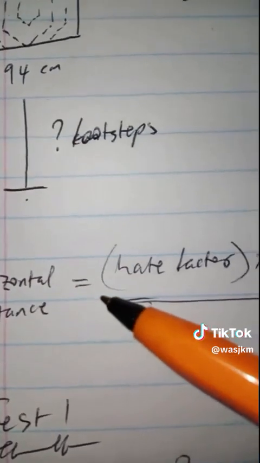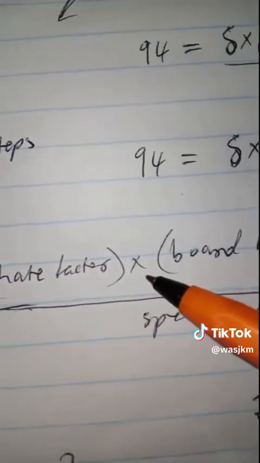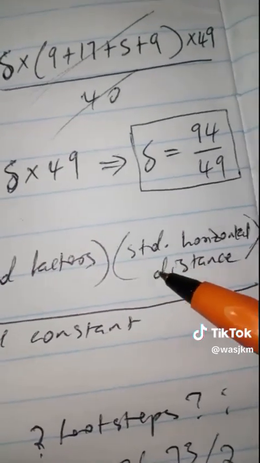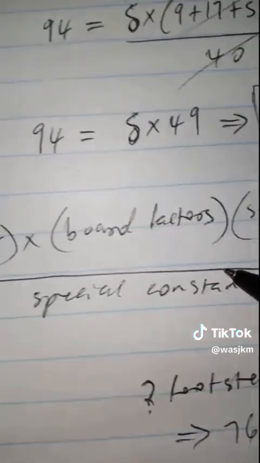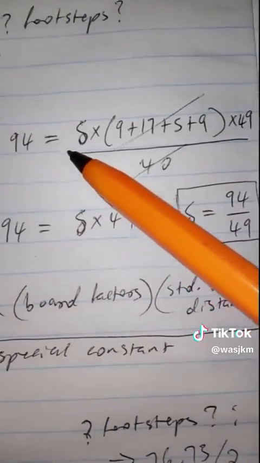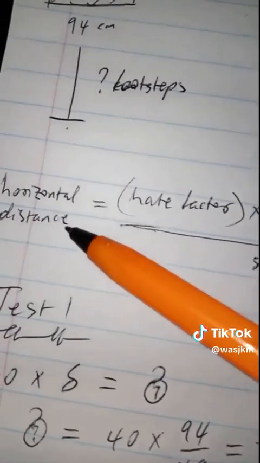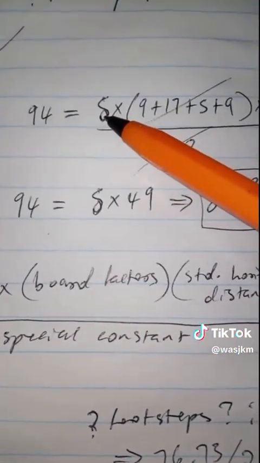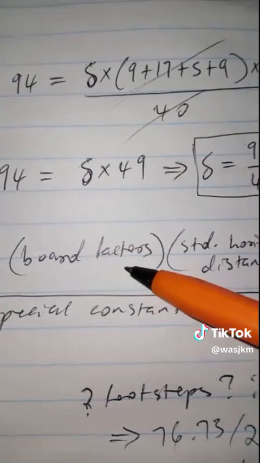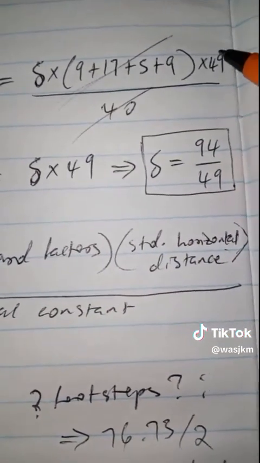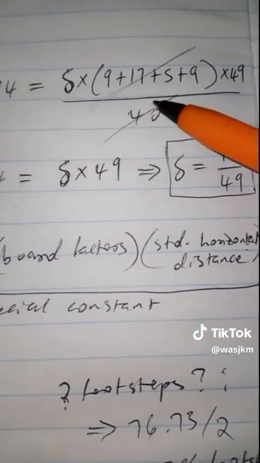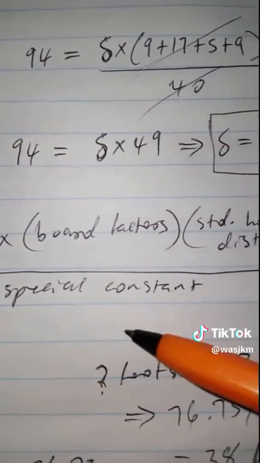horizontal distance equals height vector times board vectors times standard horizontal distance, all divided by our special constant as shown here. 94 horizontal distance, height vector, board vectors, standard horizontal distance from our Lezonti theory, all divided by 40, our special constant.